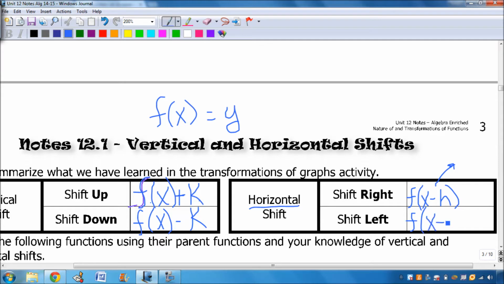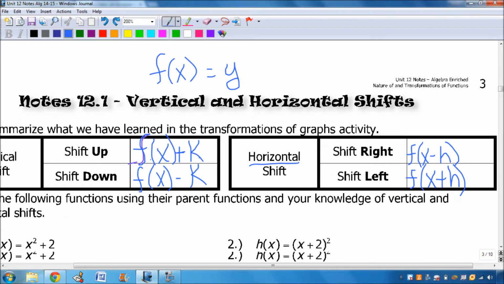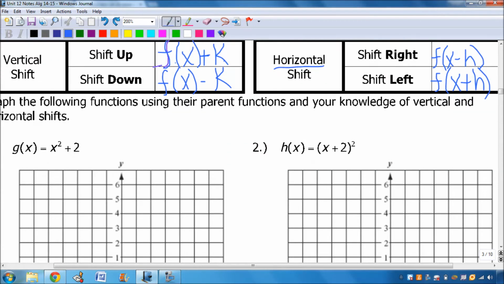And then if you're shifting left, it would be f of x plus h. Now remember, it's the opposite. If it's to the right, you would assume that it would be f of x plus h. But don't forget that it's like setting x minus h equal to 0. So the h value would technically be a positive h right here, okay?